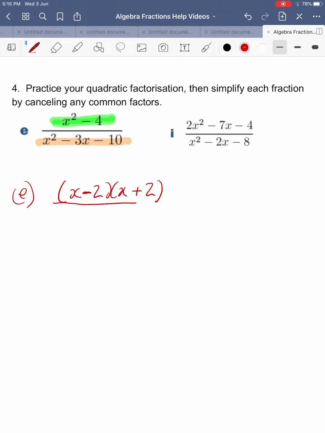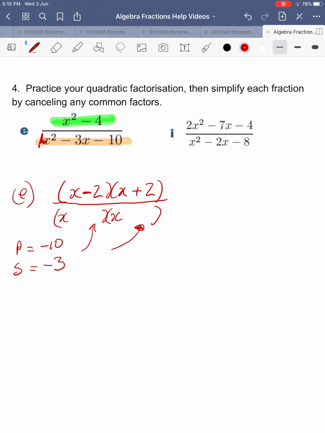On the denominator, some of you enjoy splitting the middle term. I tend to only do that technique if it's more than 1x squared. With 1x squared I go straight for x and x, and then two numbers that multiply to give negative 10. So the product is negative 10, and the sum of the two numbers is negative 3. But then we don't split the middle term, we just put them straight into here. It's just a little shortcut.